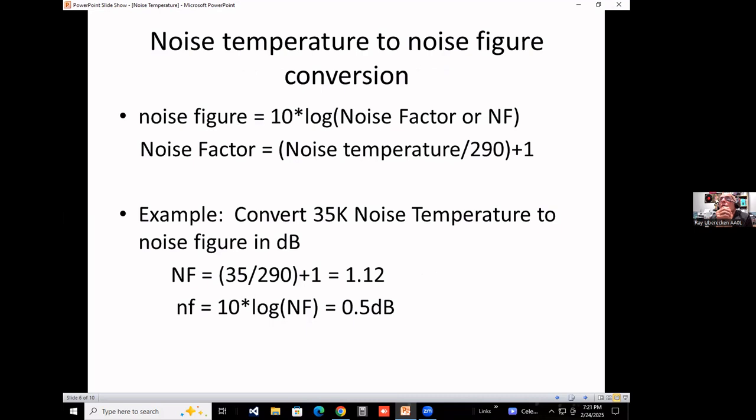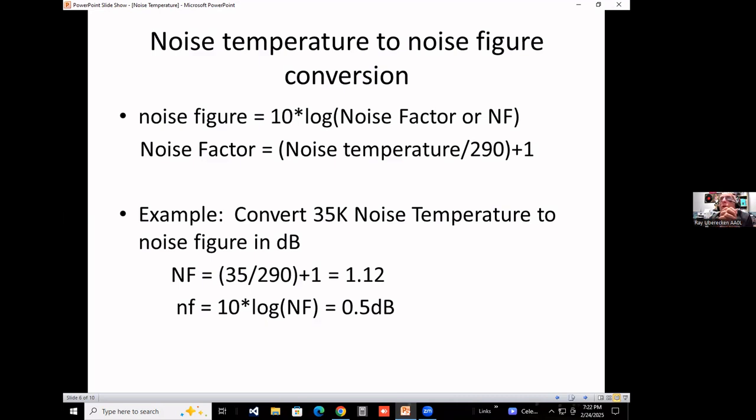So, noise temperature, noise figure conversion. Up on top, you can see noise figure is equal to 10 times the log of the noise factor, and notice that I changed it: noise factor is in capital letters and noise figure is in small letters. So when you see that in the literature, that's what they're talking about. Noise factor is capital letters. So you have to get from noise figure to noise factor. And then the noise temperature divided by 290 plus 1 is the noise factor.